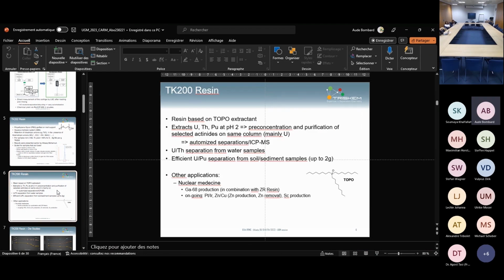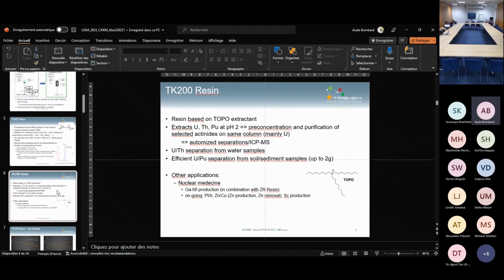So the next resin is the TK200 resin. It's not a new resin; it's been on the market for maybe five years. It's based on the TOPO extractant, so trioctylphosphine oxide. It's a very interesting one because it will extract uranium, thorium, and plutonium at pH 2. Usually pH 2 is the medium in which people store their water samples or other kinds of samples. So it allows pre-concentration and purification of the selected actinides on the same column, which makes it easy to automate and measure afterwards by ICP-MS.